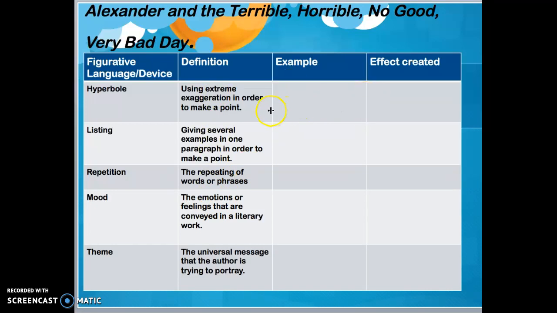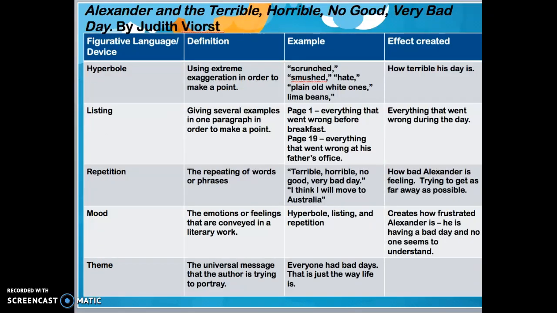So when we do this, I read the story to them, they have a copy of the story with them, and then we go through and we find examples of hyperbole, listing, repetition, mood, and then we discuss the theme. At the end of the first part of the lesson, they will have a chart that's filled out that will look very similar to this. As you can see here, in the examples and the effects created, we look at the words. We put the words in quotations so they have their textual evidence. They know where to find this information again.